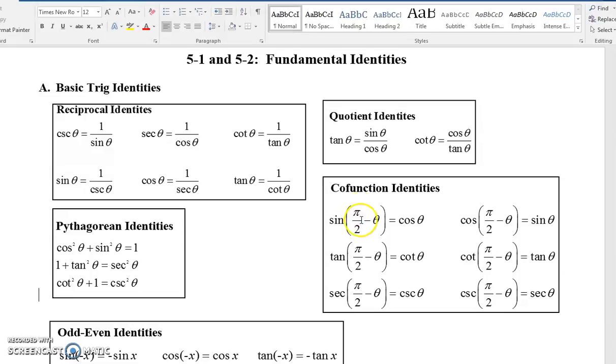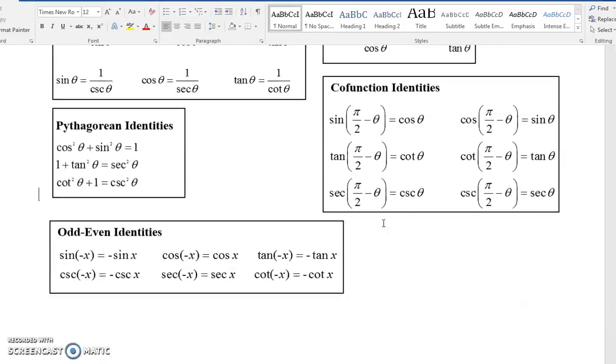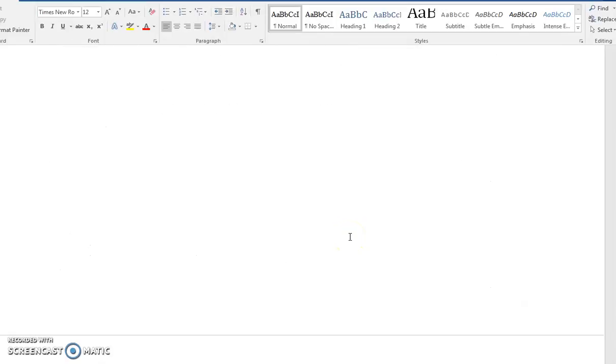To begin with, just remember this is in radian measure. If we were to put that into degree measure, we'd say pi over 2 is equivalent to 90. So this is really saying that sine of 90 minus theta equals cosine of theta. Let me go to some blank space and write that down so that we have that just to look at.